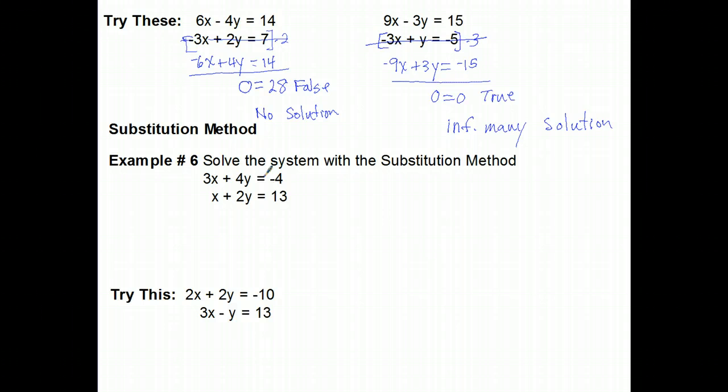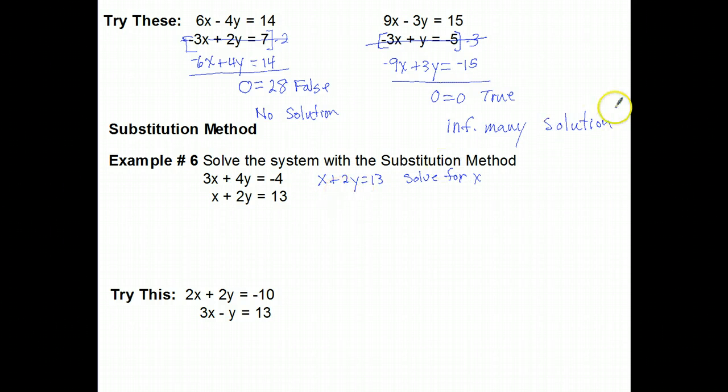Okay, with the substitution method, in this class, I'll never require that you do substitution unless the system has a 1, and by that I mean a 1 in front of one of the variables. So look at the coefficients, 3, 4, 2, and 1. It's the second equation that has a 1 in front of the x. So wherever the 1 is, you take that equation and you solve it for that variable. So I'll take x plus 2y equals 13, and I'll solve for x, the variable that has the 1 in front of it. Let's get the x by itself.